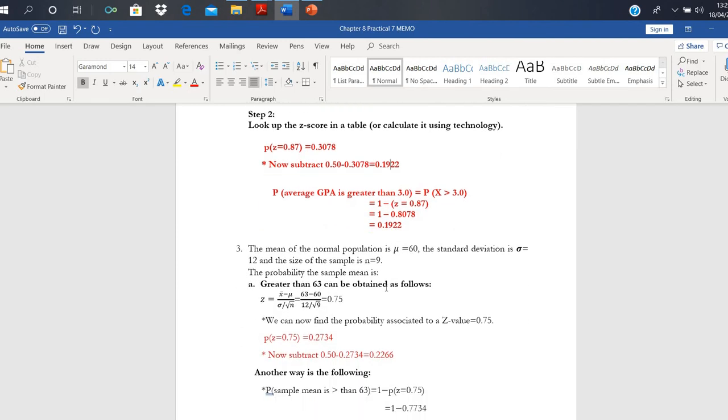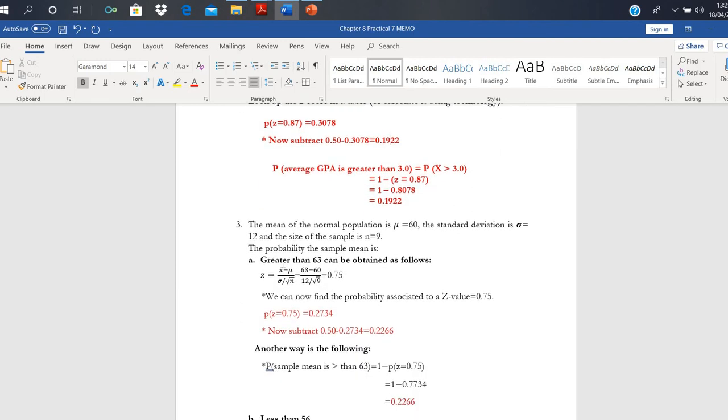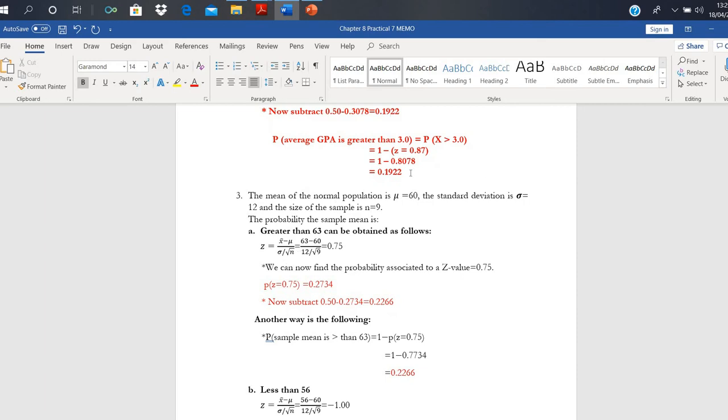For more clarity, let us take question number 3, which is similar with the same question, but for more understanding. So here we have that the mean of the normal population is 60. So you have the mean, the average of the population is 60. The standard deviation sigma is 12, and the size of the sample is 9. So the probability the sample mean to be greater than 63 can be obtained as follows.